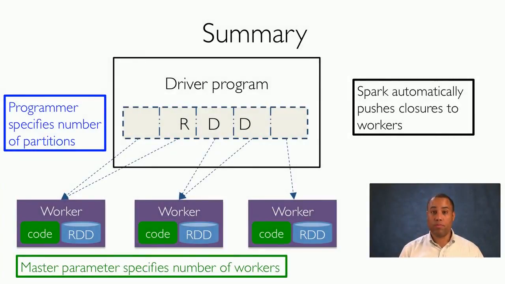So in summary, when you write a Spark program, you use the master parameter to specify the number of workers. When you create an RDD, you can specify the number of partitions for that RDD, and Spark will automatically create that RDD spread across the workers. When you perform transformations and actions that use functions, Spark will automatically push a closure containing that function to the workers so that it can run at the workers.